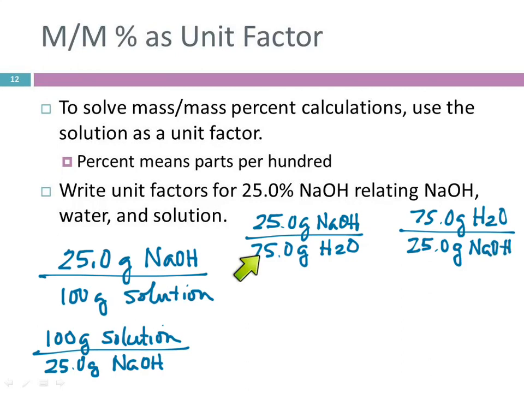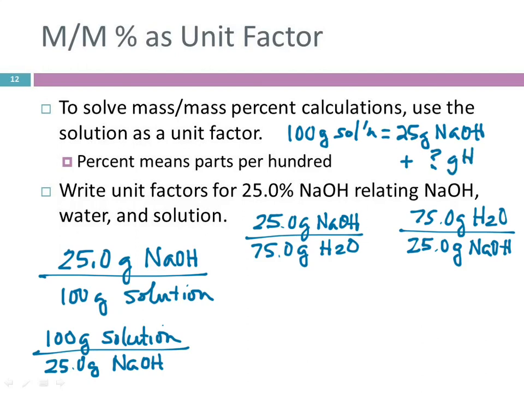I got this 75 by recognizing that the solution is the mass of the solute plus the solvent. Well, let's throw that up here. So 100 grams of solution equals 25 grams of sodium hydroxide plus the grams of water. And so I solve for that question mark by taking 100 minus 25.